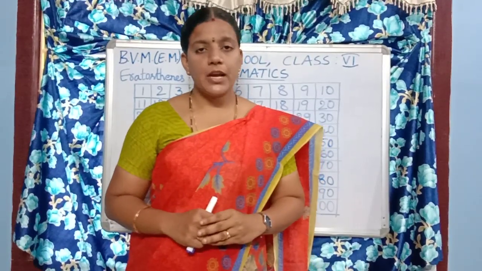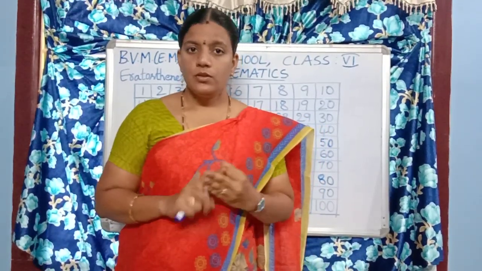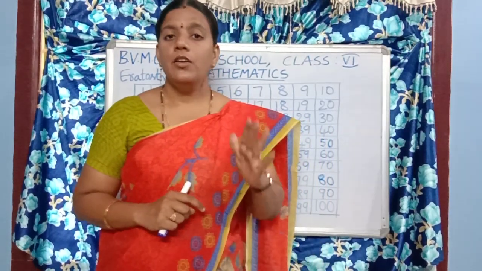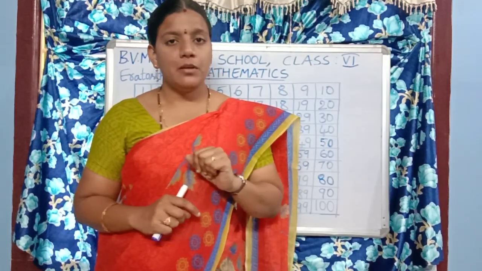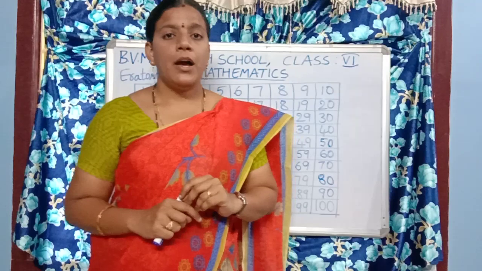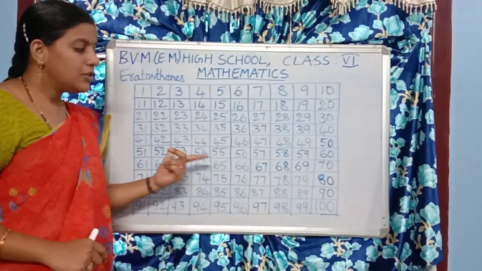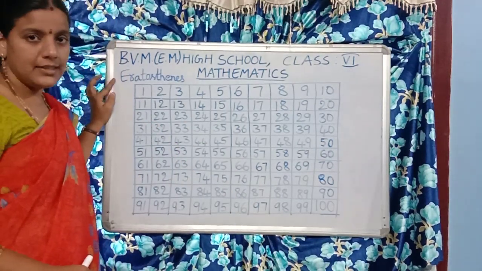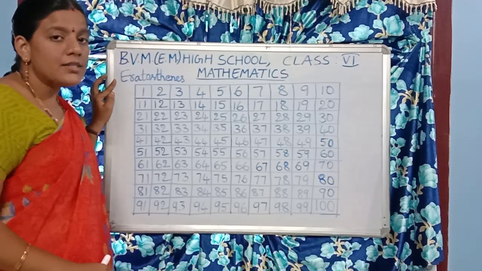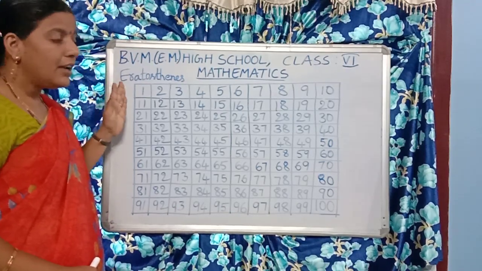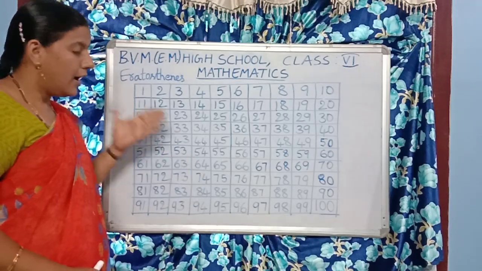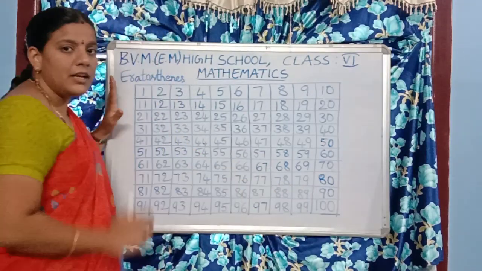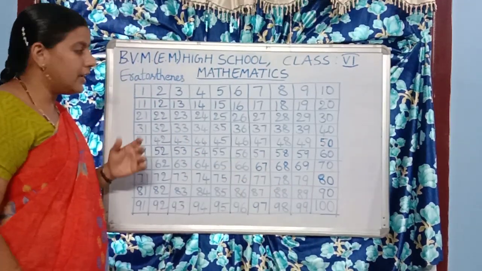What are the examples for prime numbers? 2, 3, 5, 7, 11, like that. Okay? We can find the prime numbers very easily by this method. Look children, from 1 to 100, the Greek mathematician Eratosthenes, he is from 3rd century BC and he invented this method, and we can find the prime numbers from 1 to 100 very easily. What is the method?